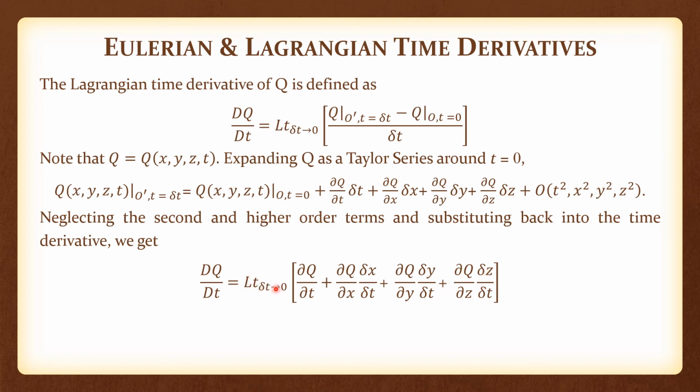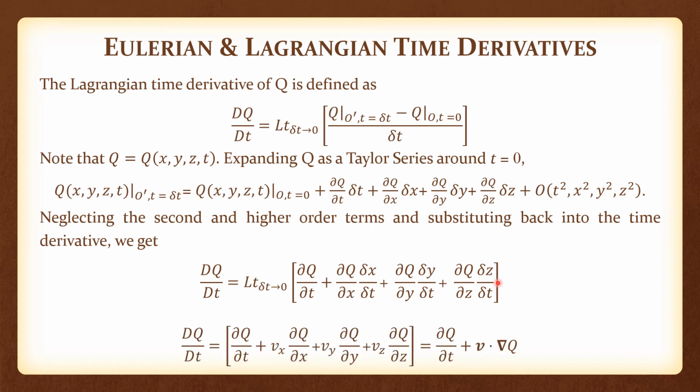Now limit delta t tending to 0, if I apply this limit to these terms in the square brackets, I will get limit delta t tending to 0, the x displacement with respect to time, that is my vx, y displacement with respect to time, that is my vy, z displacement with respect to time, that is my vz. And therefore dq dt is dou q dou t plus vx dou q dou x plus vy dou q dou y plus vz dou q dou z.